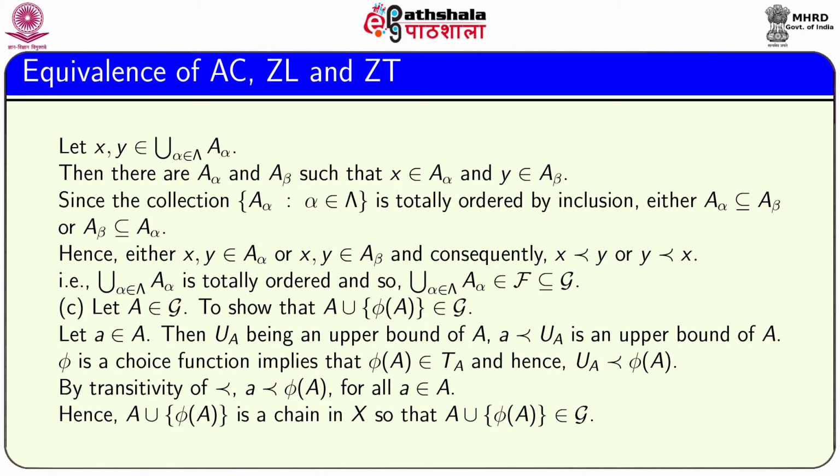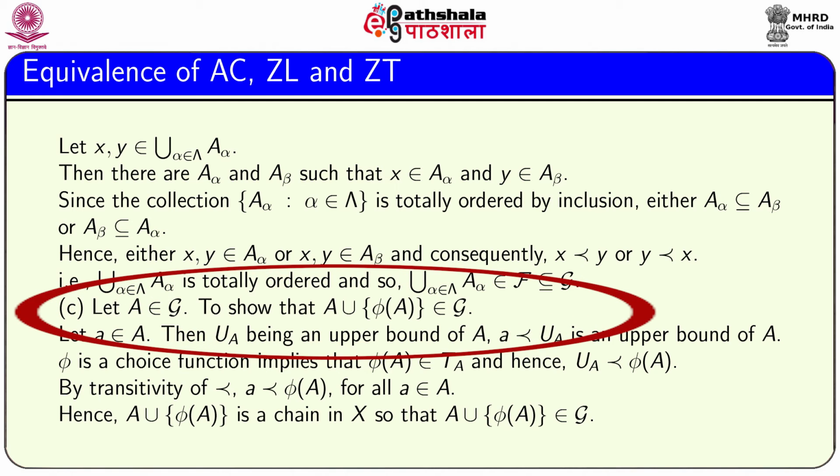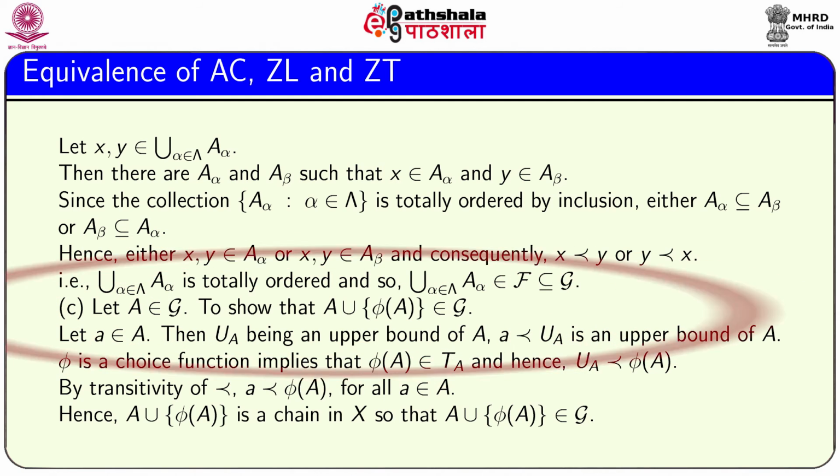For the third condition for G to be a phi tower, let A be any element from G. To show that A union the set containing phi A is inside script G.